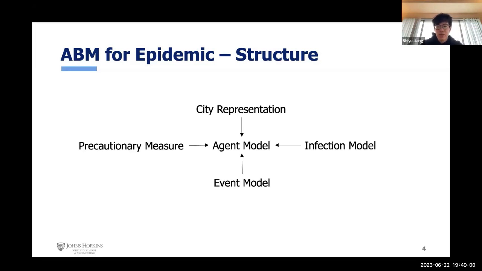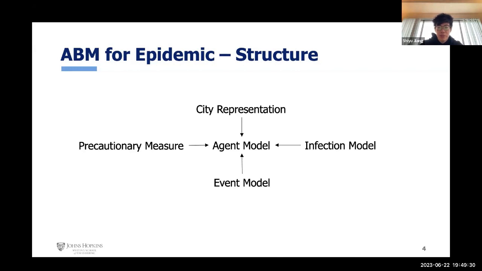We also have the infection model, which we customize. We programmed a disease that is highly similar to a disease that really exists in the world, like COVID-19, a highly infectious disease.